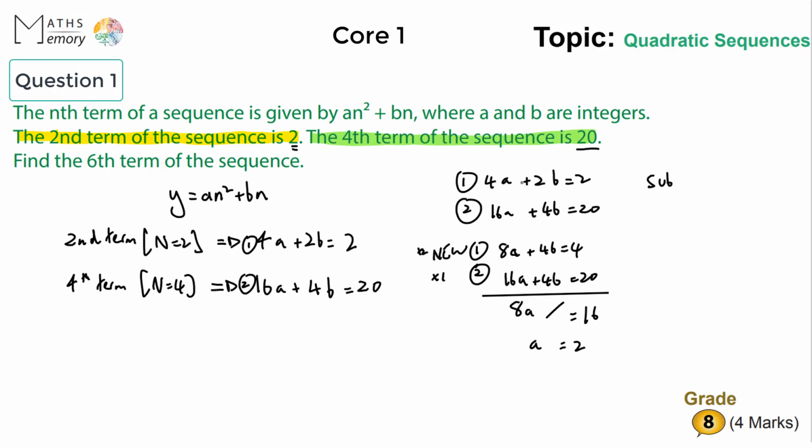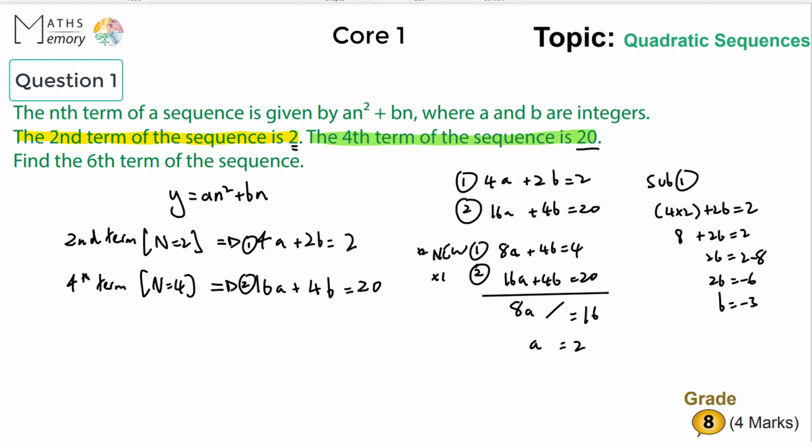Let's sub this into the easiest equation. Let's call this part 1. So if a is 2, it's 4 times 2. 4 times 2 plus 2b equals 2. 8 plus 2b equals 2. 2b equals 2 minus 8. 2b equals minus 6. So b is minus 3. So a is 2 and b is minus 3. Those are the final coefficients for this quadratic sequence.